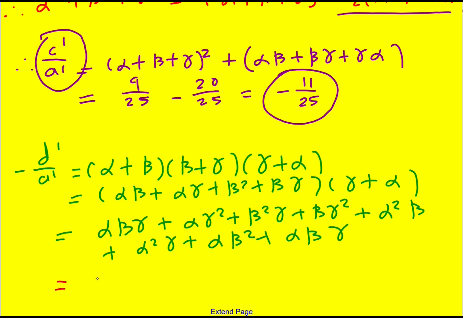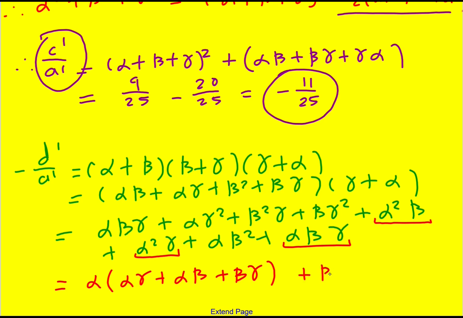Okay, so now I'm going to factorize an alpha out, not from everything, but from this term, which will give me alpha gamma, this term, which will give me alpha beta, and one of these, which will give me beta gamma. And then I'll do the same with beta to this one. So I'll get beta gamma, this one, so I'll get beta alpha, this one, so I'll then get alpha gamma.